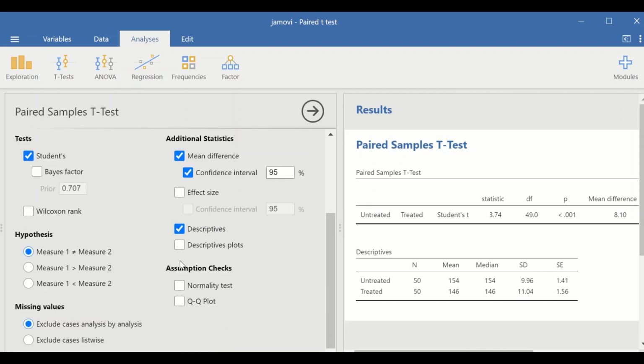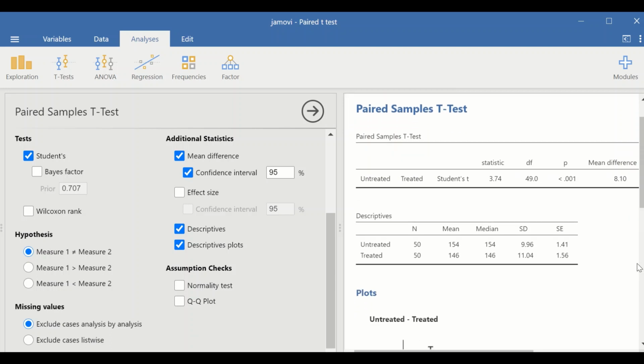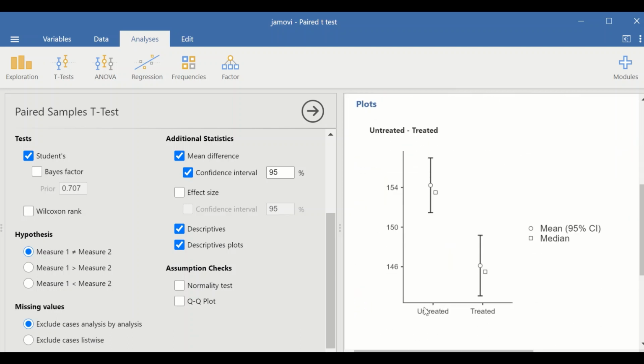We could also tick the descriptive plot here, as shown for the untreated and treated. It shows the mean and the median. The mean is circular and the median is square.